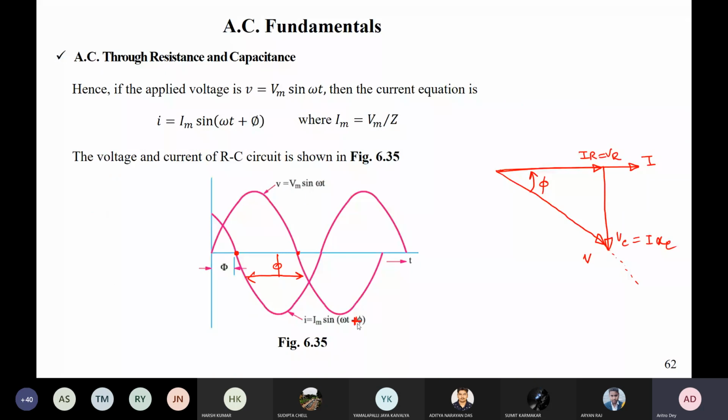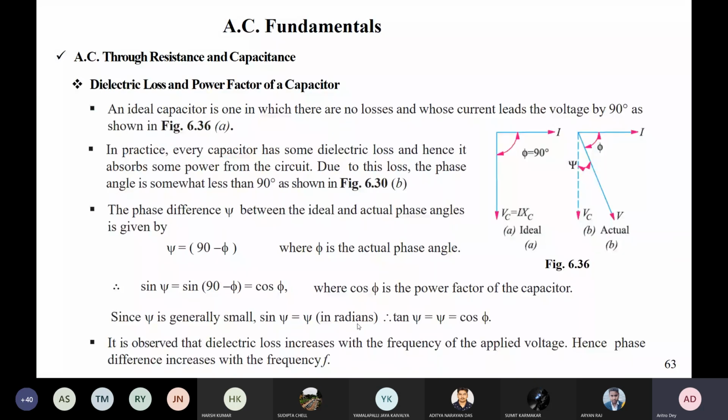This is the case when we have R and C. But when you deal with a practical capacitor, I don't know whether it was demonstrated in your series RLC circuit experiment. There, did you find the capacitor purely capacitive?